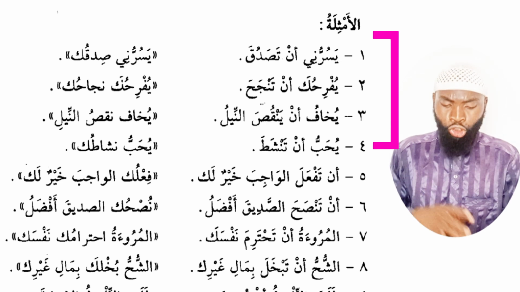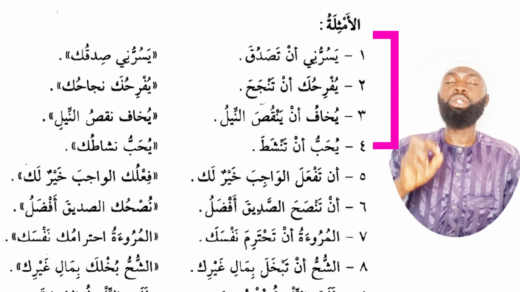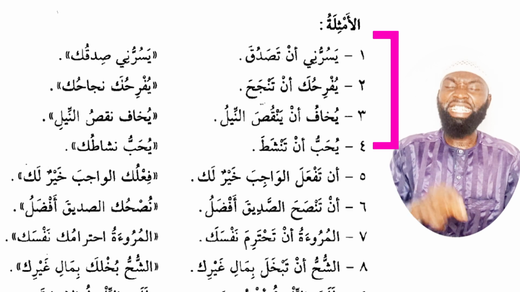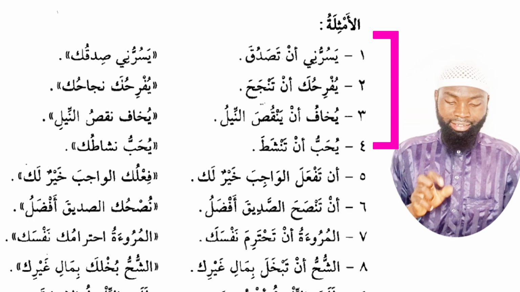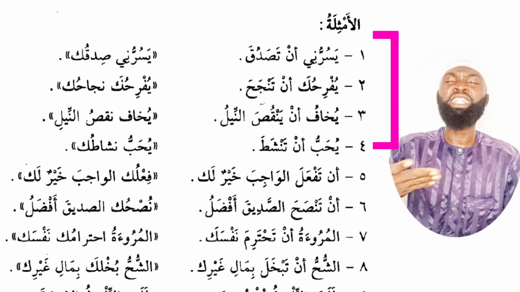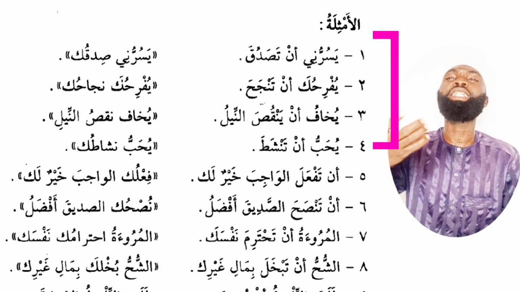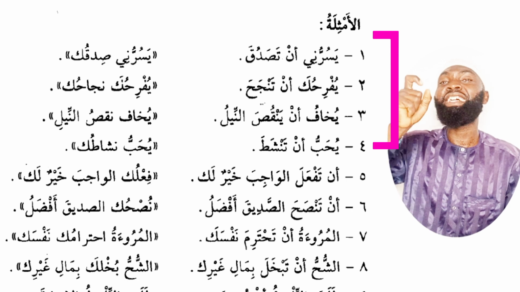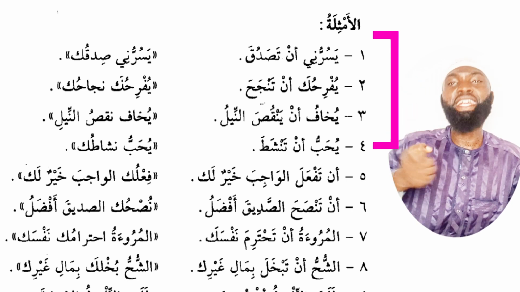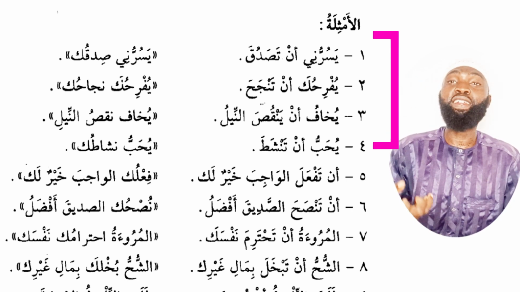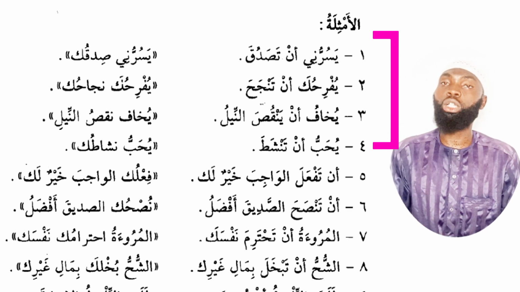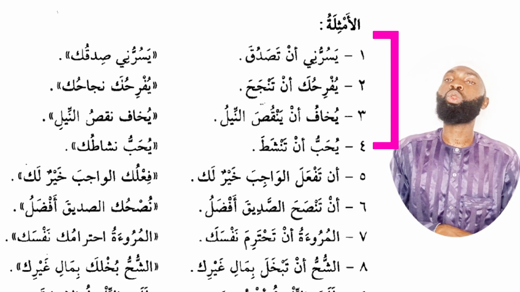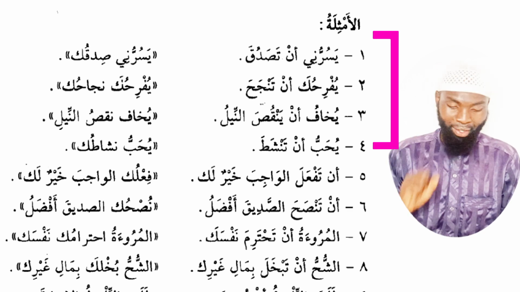Number 3, we have yukhafu an yanqusa an-nil. It is feared that the river Nile will decrease. Yukhafu naqsu an-nil. The decrease of the river Nile is feared. And number 4, tanshata. It is loved that you are active. Yuhabbu nashatuka. Your activeness is loved.